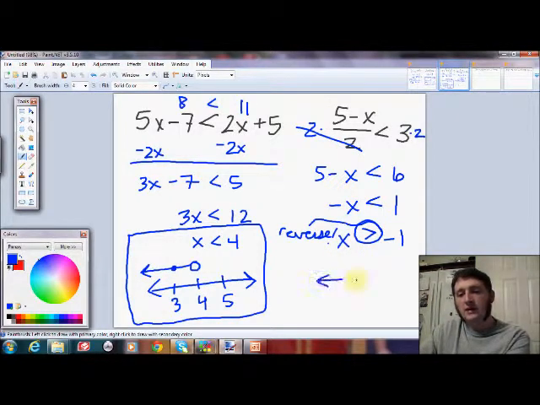And then let's see, a number line graph. Show you -2, -1, 0. It's greater than, so it's open, it's pointing to the right.